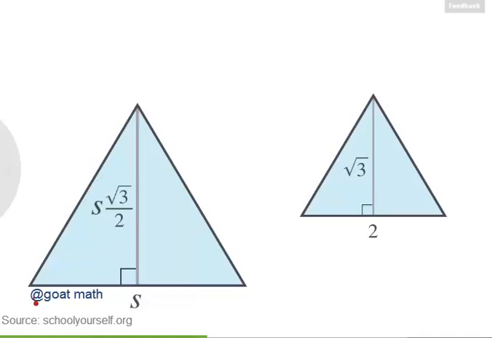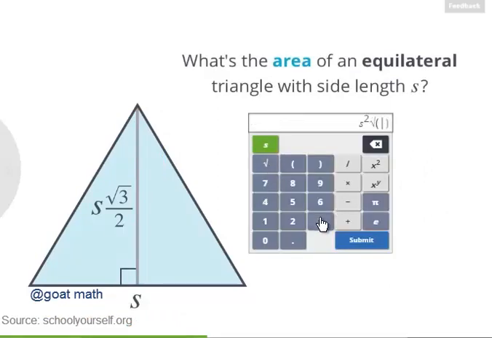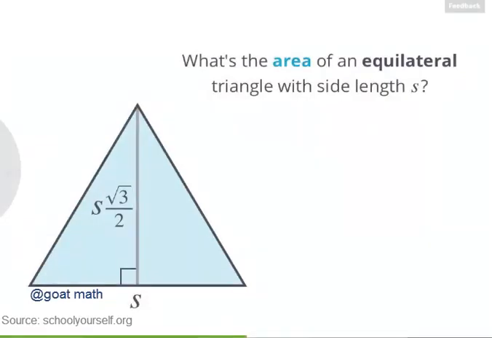So now that you know the base and the height, what's the area of an equilateral triangle with side length s? Nicely done! So the area is 1/2 times the base, which is s, times the height, which is s times root 3 over 2. And we can simplify this expression. Multiplying 1/2 and root 3 over 2 gives us root 3 over 4. And s times s is s squared. So the area of an equilateral triangle with side length s is s squared times root 3 over 4.